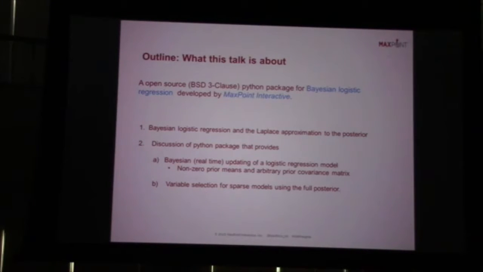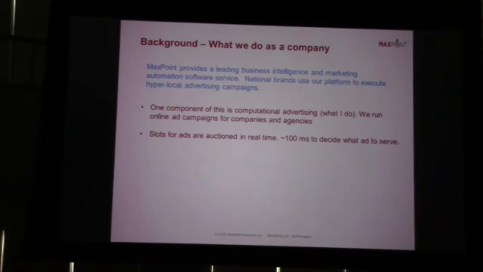And essentially what it does, it allows you to assume priors on your fitted parameters in logistic regression that do not have zero mean, as they would in L1 or L2 regularization, and allows you to do recursive updating of the logistic regression model as new information comes in. We'll also discuss another aspect of the package that has to do with variable selection for sparse models. So this doesn't use L1 regularization, but there's a neat little trick you can play with p-values to do that as well.